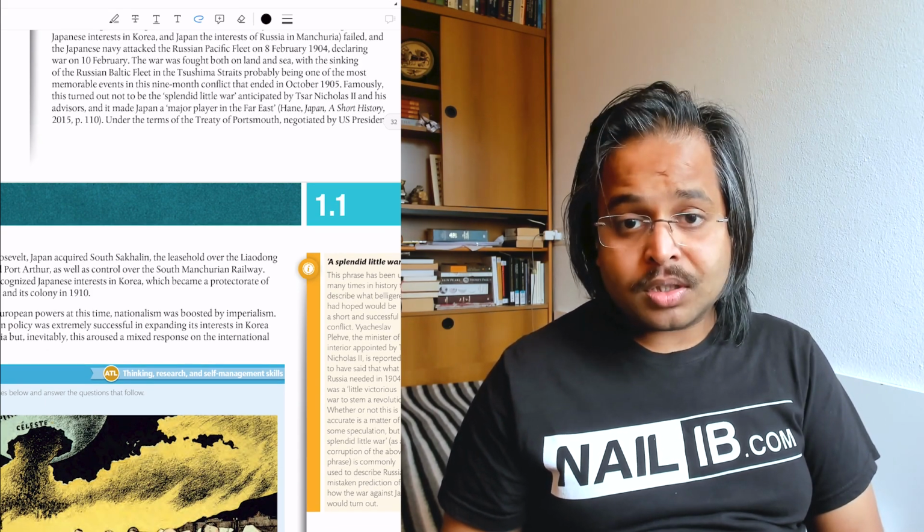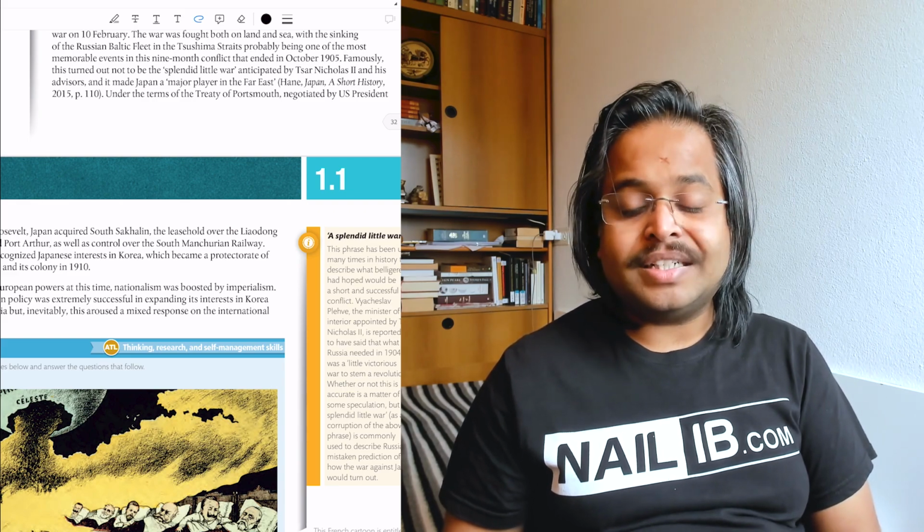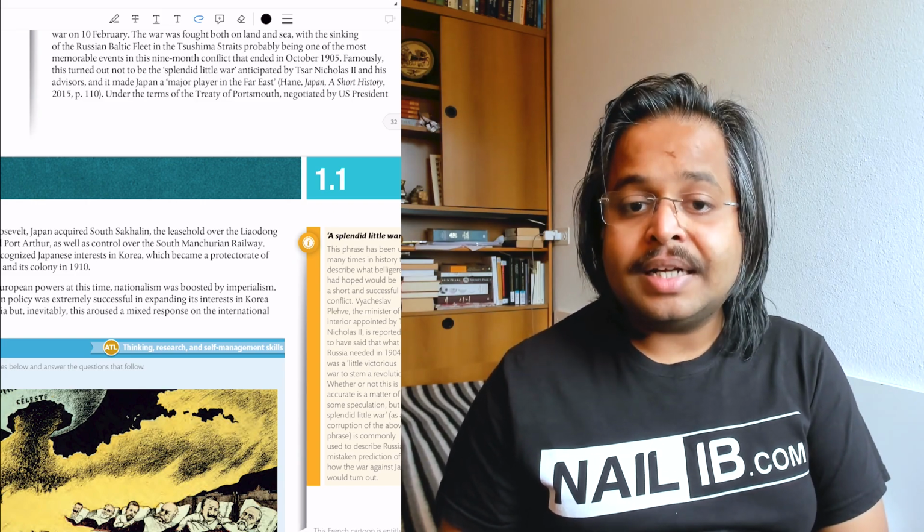The war was fought both on land and sea, with the sinking of the Russian Baltic Fleet in the Tsushima Straits probably being one of the most memorable events in this 9-month conflict that ended in October of 1905. Famously, this turned out not to be the splendid little war anticipated by Tsar Nicholas II. With the sinking of the ship, it was very clear that the Japanese have an upper hand in this conflict. And it made Japan a major player now in the Far East.